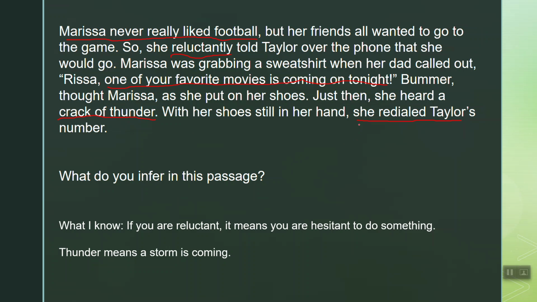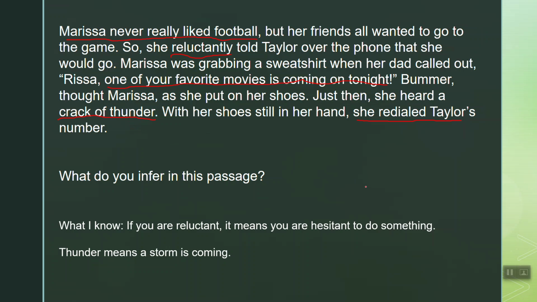We can infer that she redialed Taylor's number and is going to tell Taylor that she's not going to come to the football game because it's going to rain. Now notice the author didn't say those words to us, but we could infer them, we could make a good guess based on what we already know and the clues from the text. We can infer that Marissa's going to call Taylor and say she's not coming to the football game because of the rain, and that she'll most likely stay home and watch her favorite movie.